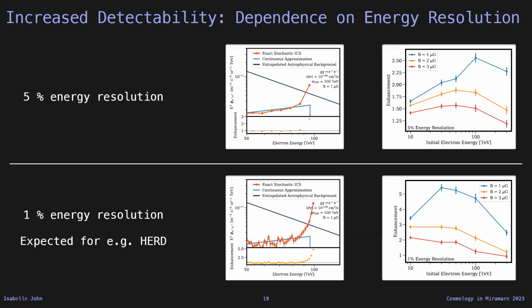On the plots on the right side, I'm just showing different magnetic field models that determine how much synchrotron losses there are, and then the different dark matter energies that we looked at. So you can see it's usually a factor of a few that is enhanced.